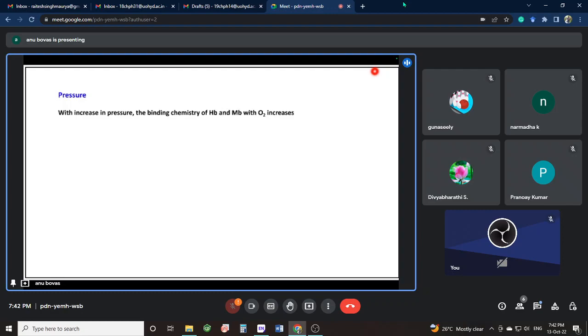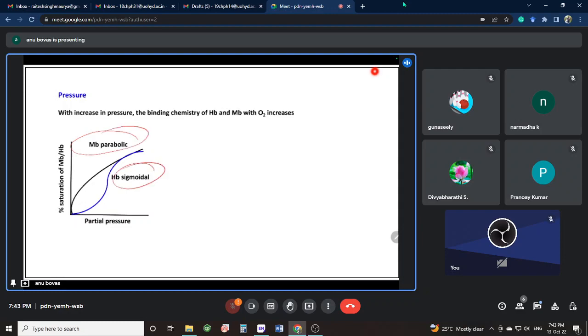So pressure, as you can all imagine, with the increase in pressure, the binding of hemoglobin as well as myoglobin with oxygen increases. But the increase is in a different way. Both increase, but in Mb the increase is like a parabolic curve, whereas in Hb, that is hemoglobin, the increase is like a sigmoidal curve. So if they have not given this and have just asked which graph is for which, they will give A graph, B graph. A is for hemoglobin, B is for myoglobin, like that. They can give different options.